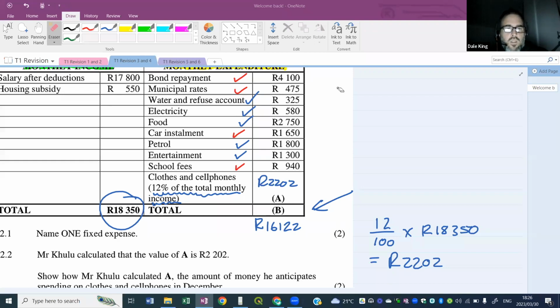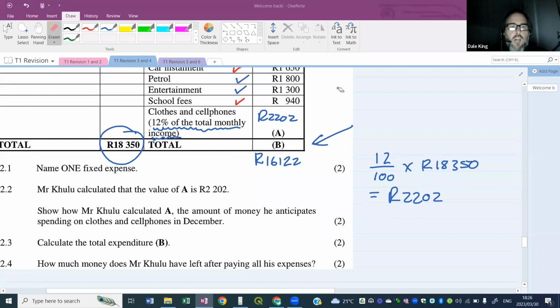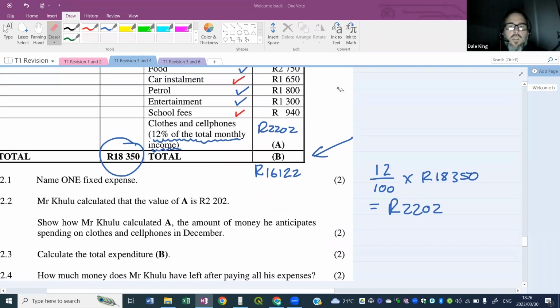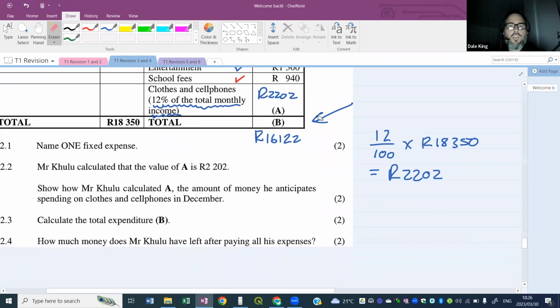And then once you've got this value, then obviously the next question is going to be, how much money does Mr. Kulu have left after paying all his expenses? So how much does he have left after he's paid all his expenses? That's a quick calculation. You guys are able to do that now. You've got all the totals. We've got his income, we've got his expenses. How much does he have left?